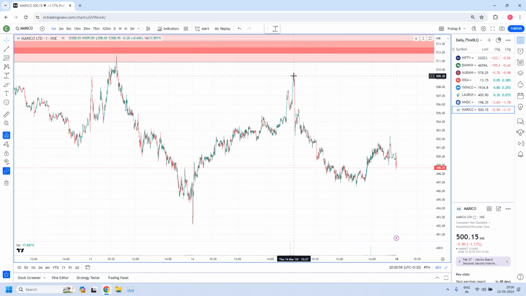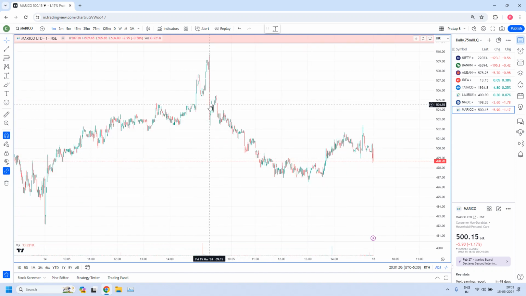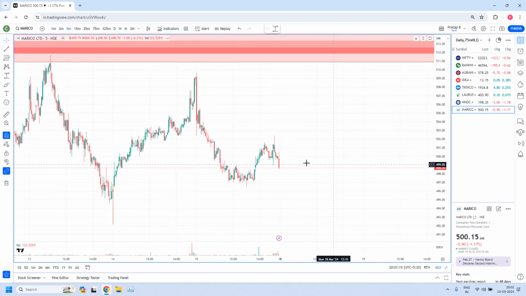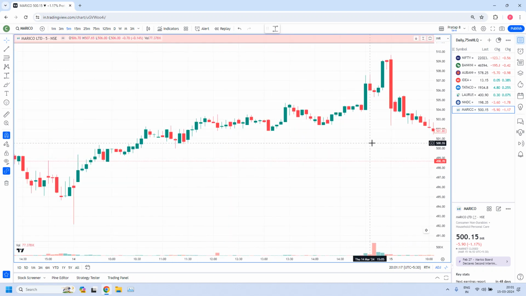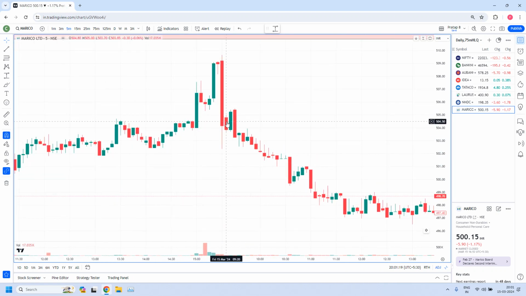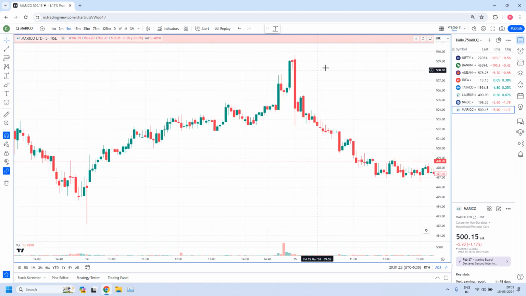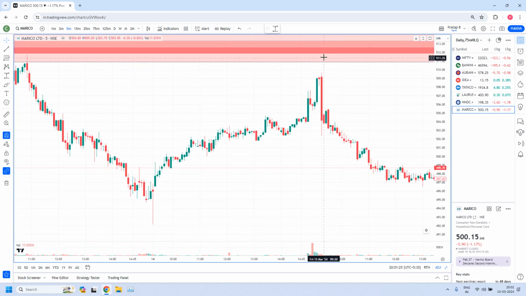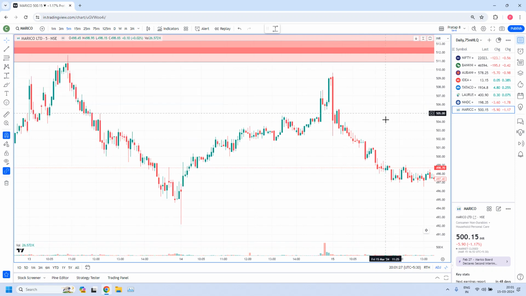They went up to here and then came down. This is yesterday's price. Today's price action started from this candle and came down. Go to 5 minutes, you will get clarity. Yeah, this is today's candle. They couldn't move inside. Okay, anyway, we didn't get a trade.